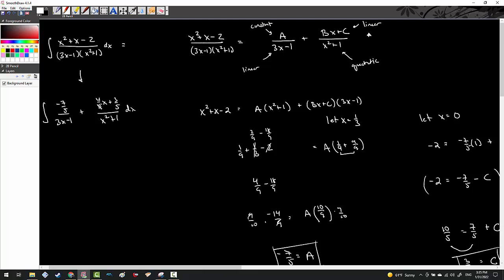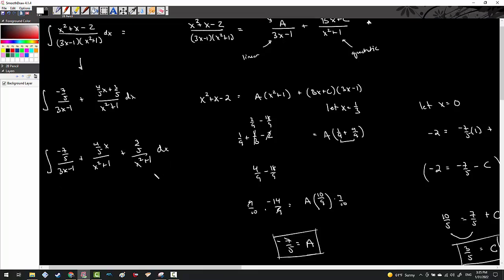Now what I'm going to do is, this guy's a binomial here. I'm going to split him up again. I'm going to say the integral of -7/5 over 3x minus 1 dx. Actually, I'll keep him. Now I'm going to look at this as a binomial fraction. I'm going to split him up one more time. And I've got the integral of -7/5 over 3x minus 1 plus 4/5 x over x squared plus 1 plus 3/5 over x squared plus 1 dx.